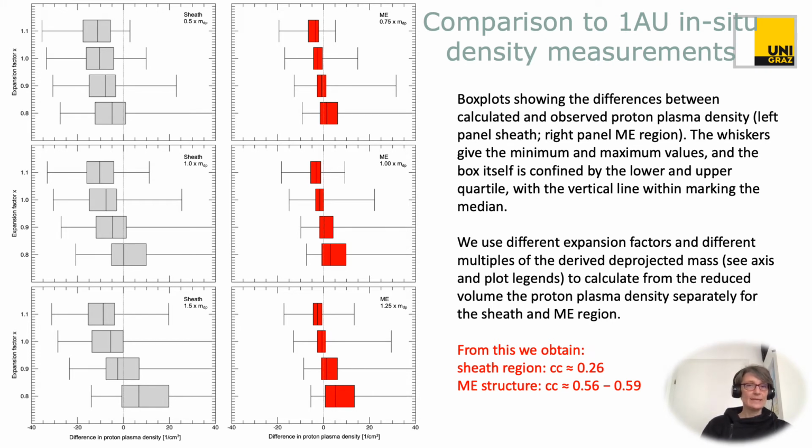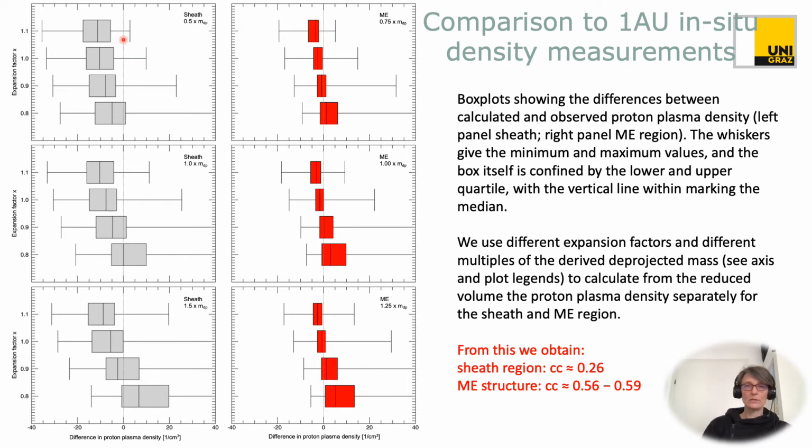We see here box plots for the sheath region and the magnetic ejecta region, assuming self-similar expansion and different expansion factors. And we play with the multiples of the deprojected mass that is observed. So the difference between calculated and observed values is given here as the zero line, so zero difference would be a perfect match.